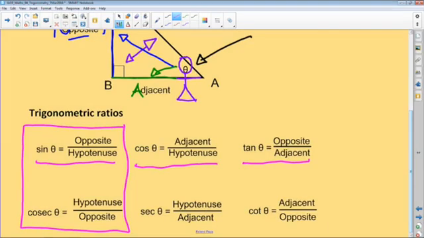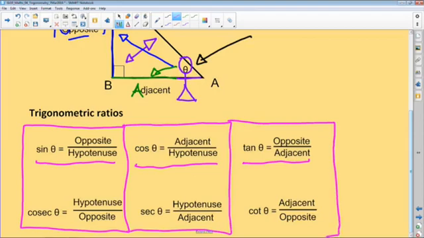Now, it's only in grade 10 that we talk about these ratios. In grade 11, we don't use them at all, and not in grade 12 either. So it's important that you know them for grade 10, but then you can let them go. We don't have to work with them again. We mostly work with sine, cos, and tan.